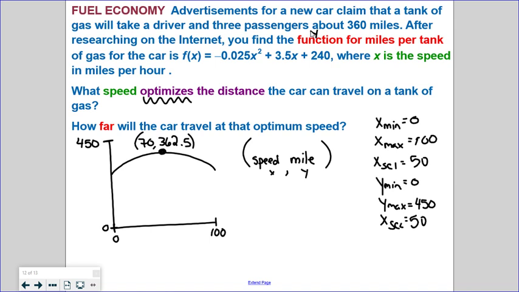What speed optimizes the distance? Okay, the question is what speed? Well, of our ordered pair, speed is the first number. Does that seem appropriate? 70? Yeah, that seems like a normal speed. 70 miles per hour. Second question, how far? Far would be miles, and that's your second number. Does that second number seem like an appropriate number for a tank of gas? 362.5.